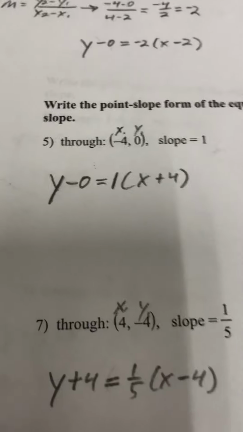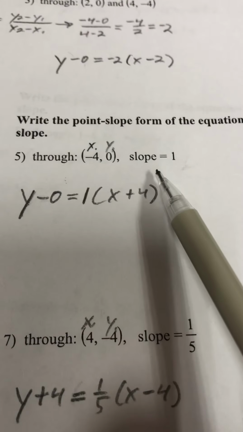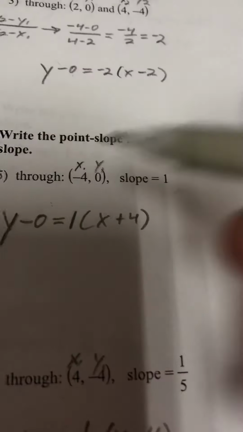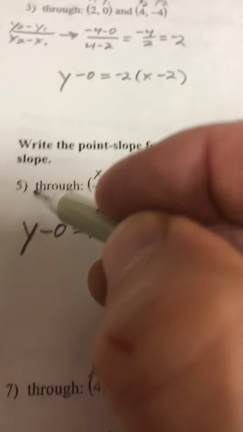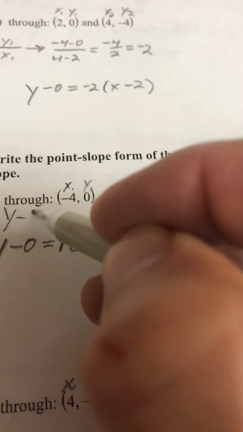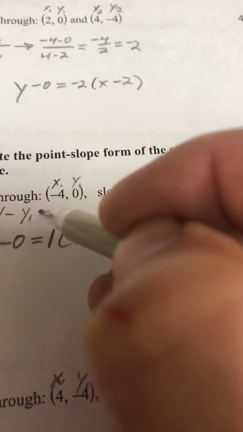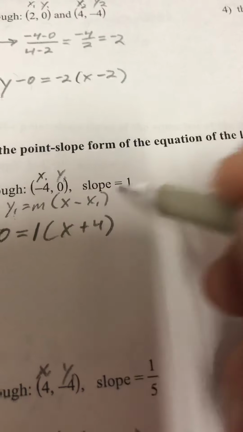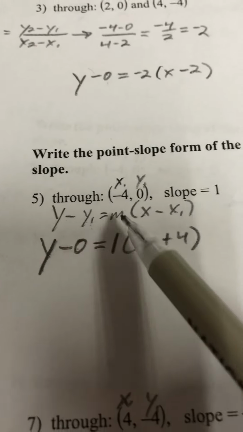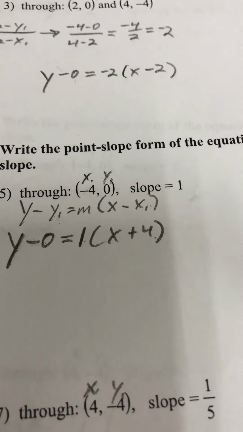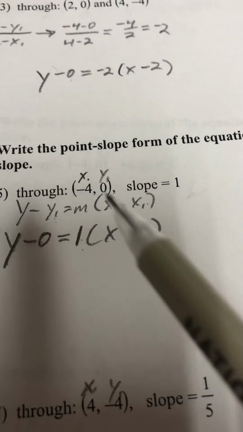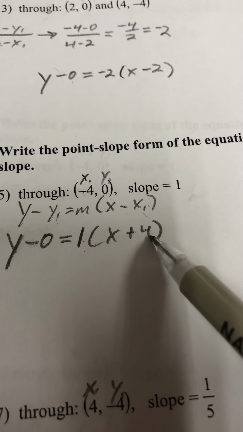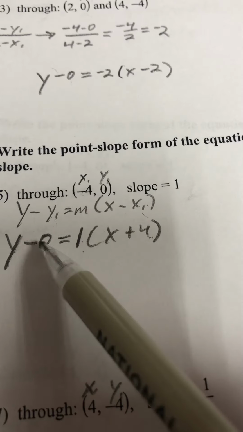What's easier is number 5 and 7, they already give you the slope, so you don't have to figure out the slope, and they give you the points, and you just plug them in. Here's my x1, here's my y1, and remember, I am using y minus y1 equals m parentheses x minus my x sub 1. Okay, so you can see where I've just plugged these numbers in. That's it. It gave me my slope, I put it there. My x1 minus a negative 4 becomes positive 4. And my y1 is 0, so just minus 0.